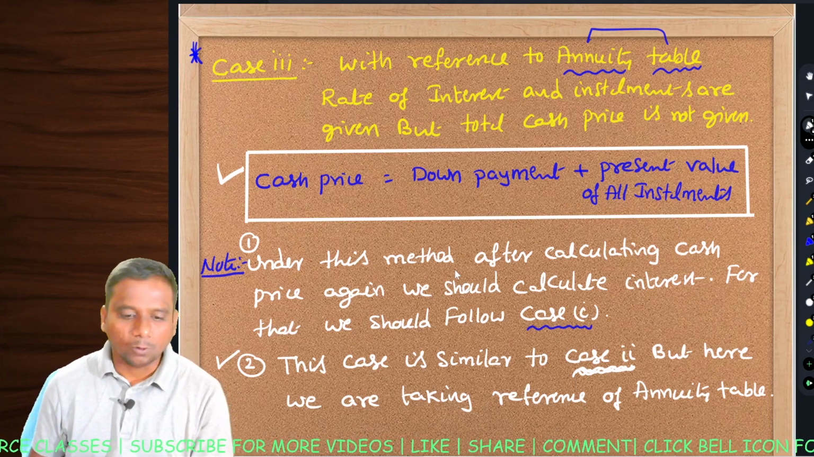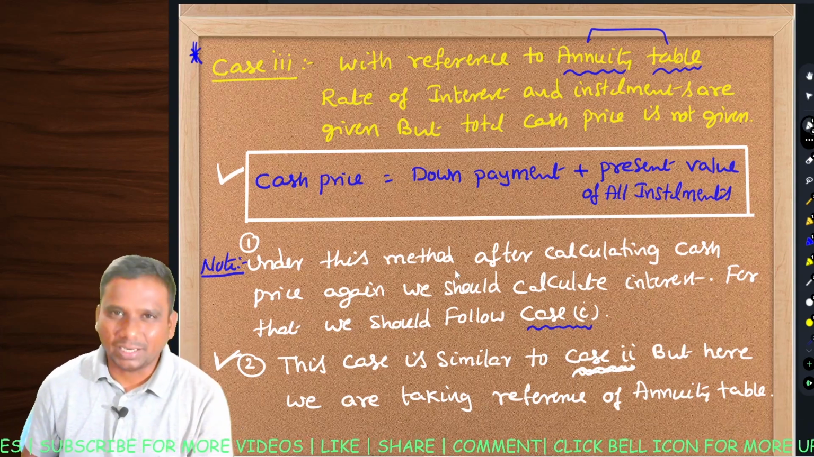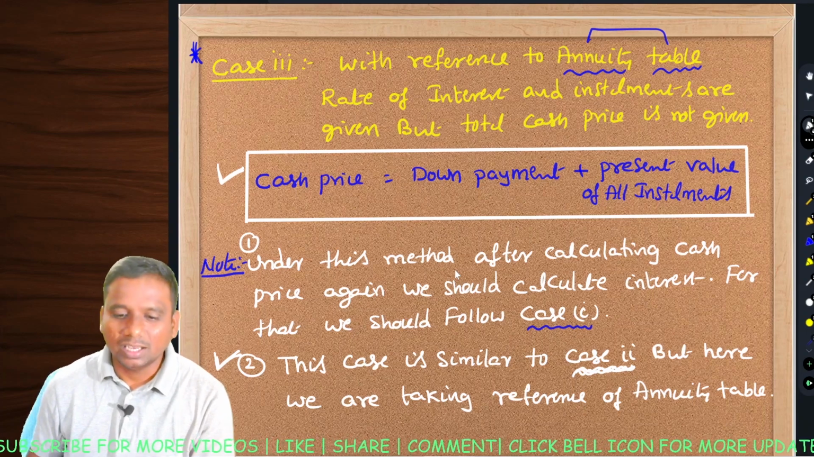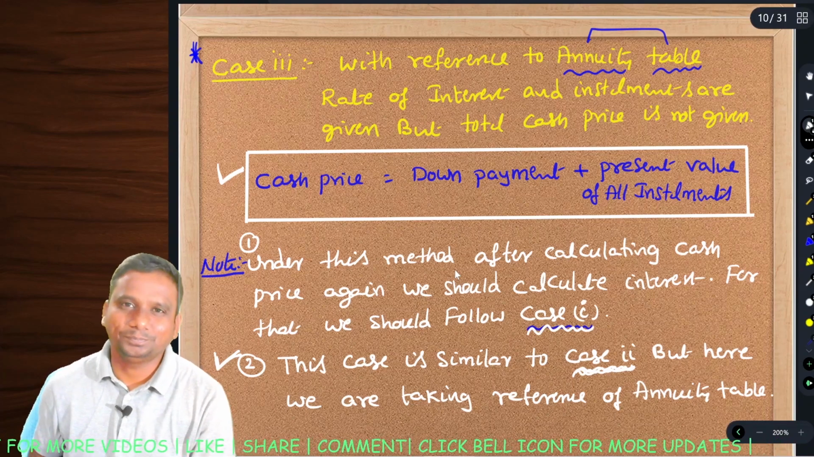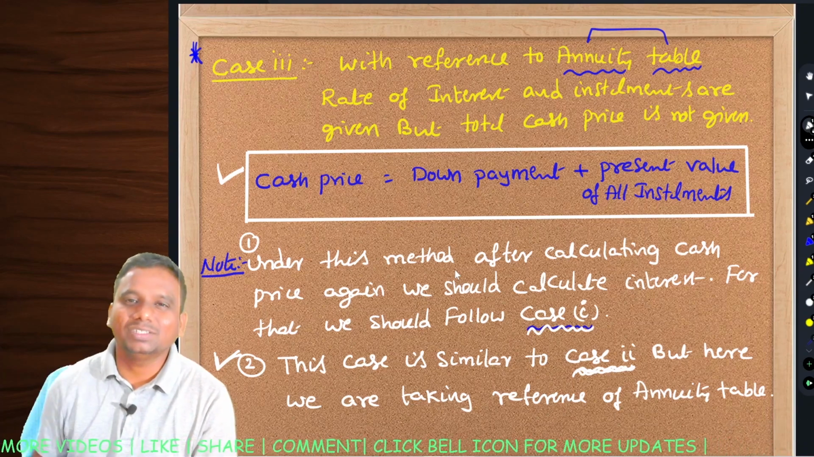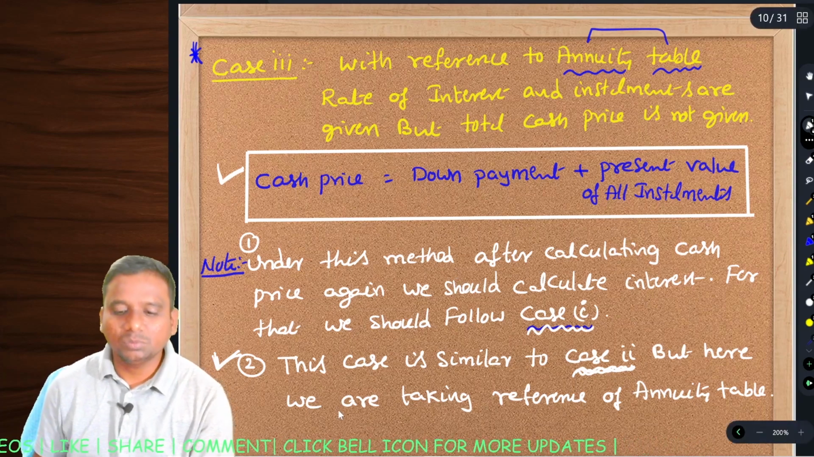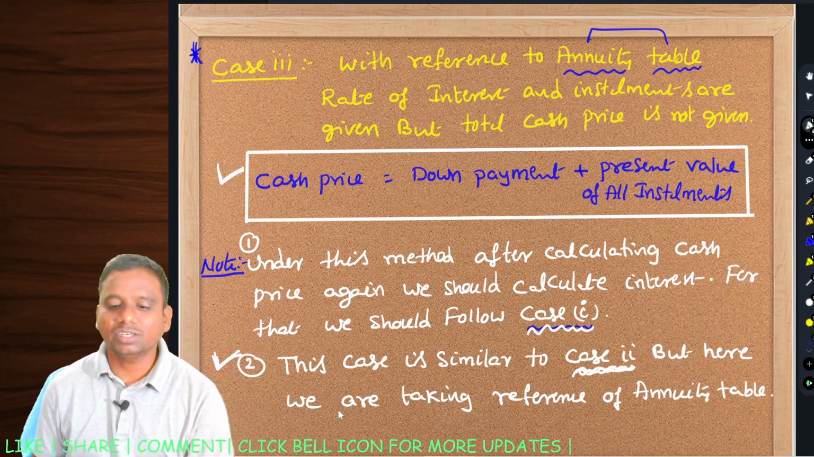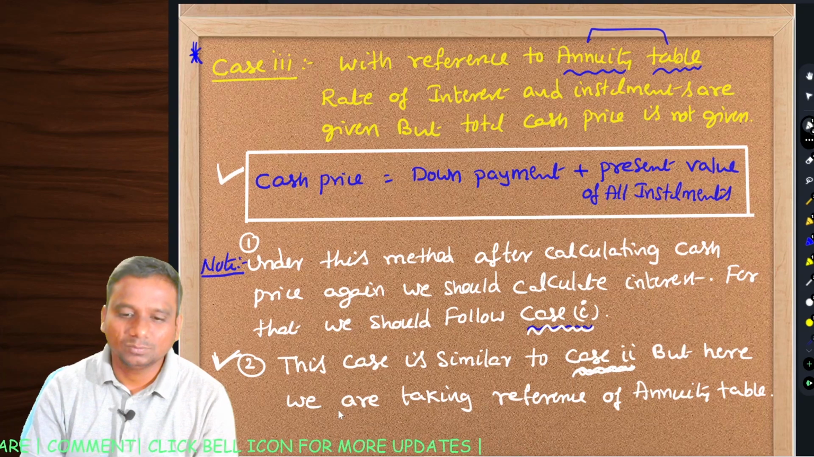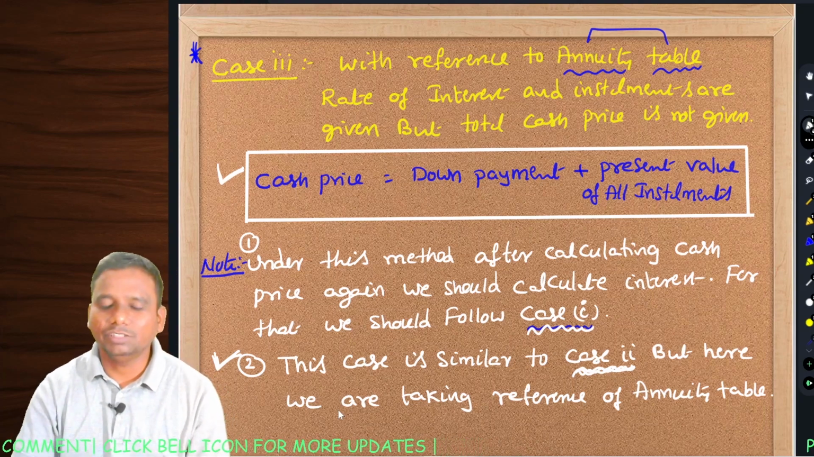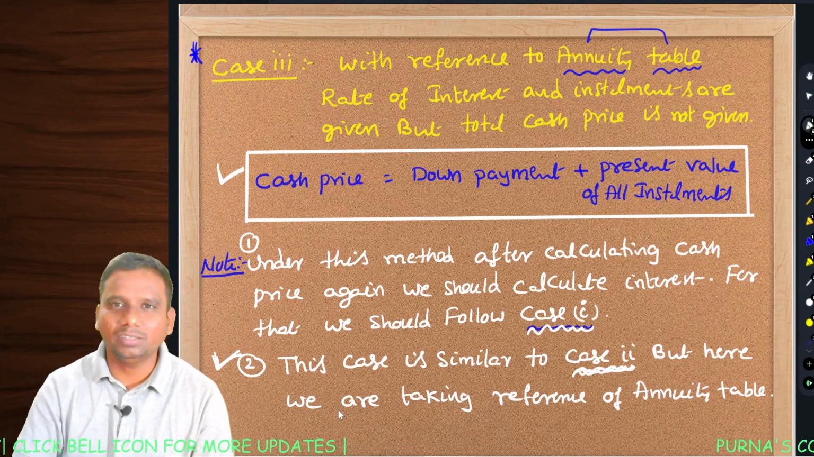Okay, fine. Now after calculating cash price, again you should follow the procedure which we have done in case 1. Why? For what purpose? For calculation of interest. Okay, now second note point. This case is similar to case 2, but here we are taking reference of annuity table. That's it. So this is our case 3. Different situations, different scenarios, but practically you will not face this much difficulty, only from a problematic point of view.